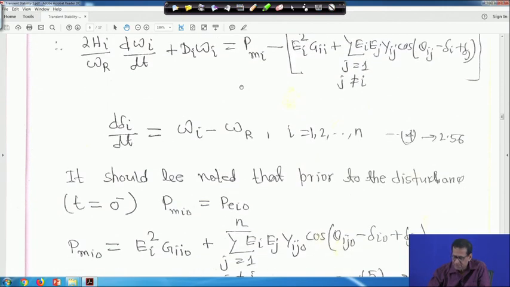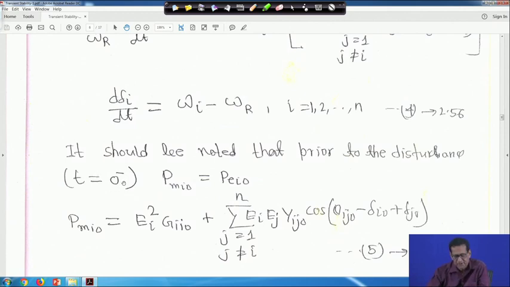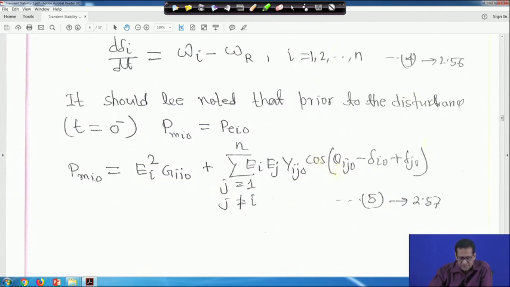It should be noted that prior to the disturbance, at t equal to 0 minus, just before the disturbance, P mi 0 equals P i 0. It was balanced: the mechanical power input equals the electrical power output. So just before the disturbance, P mi 0 equals, using the same equation with suffix 0, E i square g ii 0 plus sum over j equal to 1 to n, j not equal to i, of E i E j y ij 0 cosine of theta ij 0 minus delta i 0 plus delta j 0. This is equation 5.